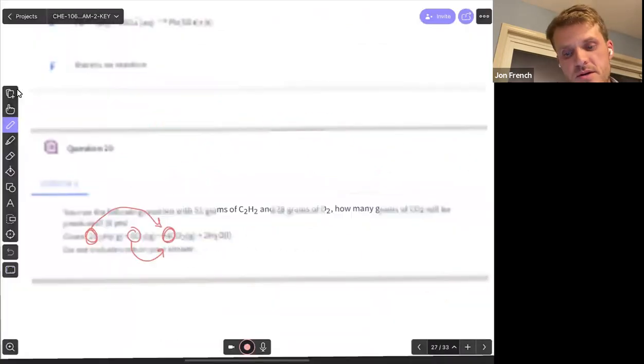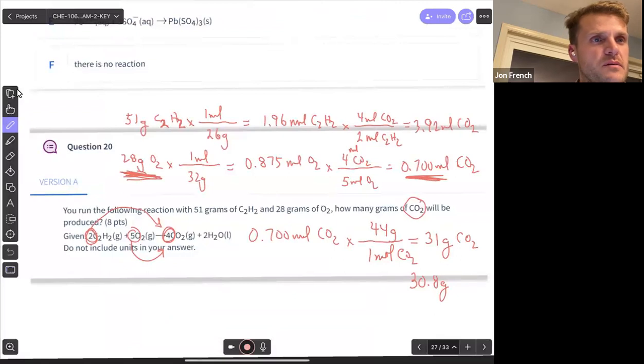Yeah, you could go one more step further. You could convert both of them, right, we could convert both of them to grams of CO2. You're still going to get the same answer. The 0.7 came from right here, 0.875 moles of oxygen. I know for every 5 moles of oxygen, I make 4 moles of CO2. So 0.875 times 4/5 gave me 0.7.